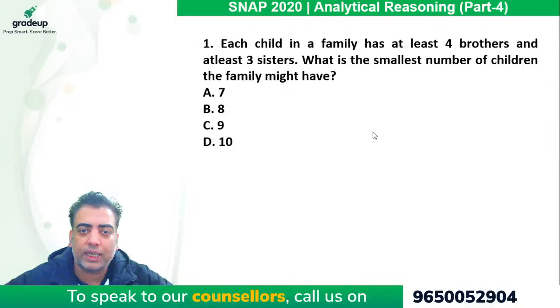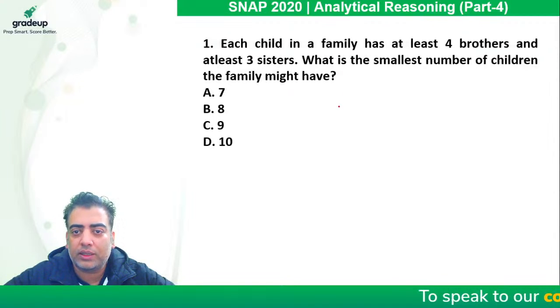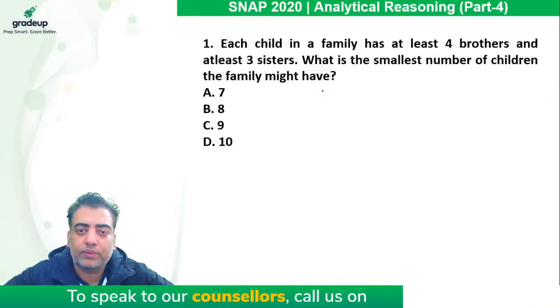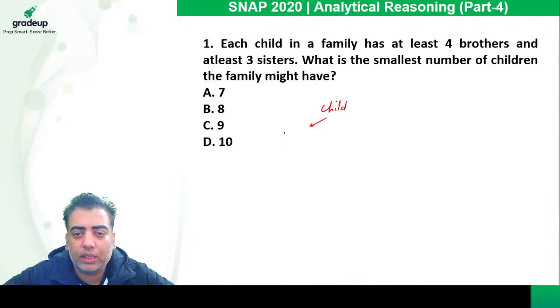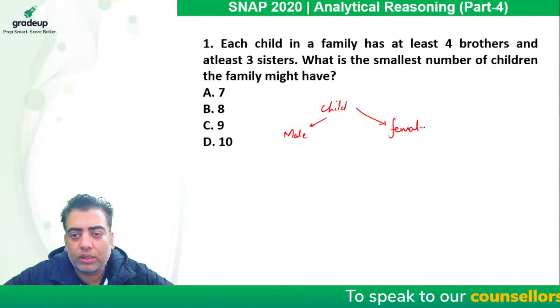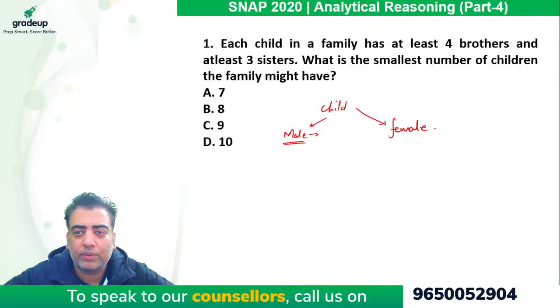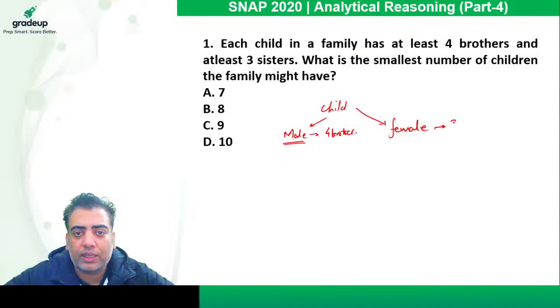So here the first question says each child in a family has at least 4 brothers and at least 3 sisters. What is the smallest number of children the family might have? In this case, we just need to focus on that the child we are talking about can be a male or can be a female. If we talk about any male, he should have at least 4 brothers. And if we talk about any female, she should have at least 3 sisters.